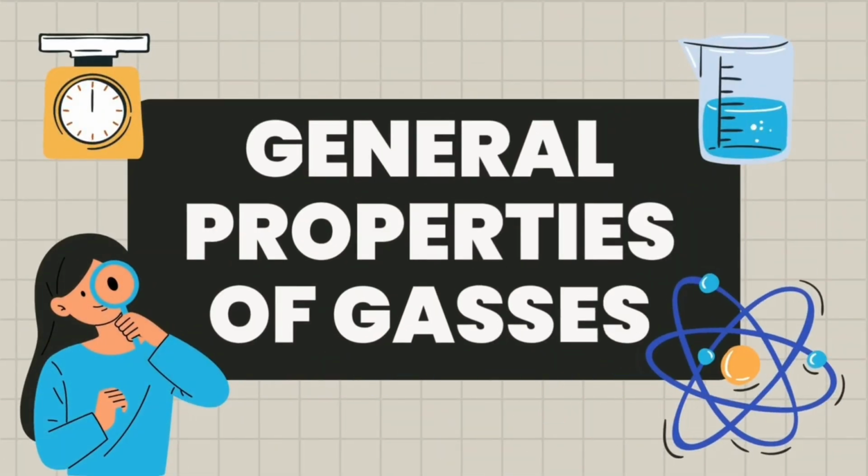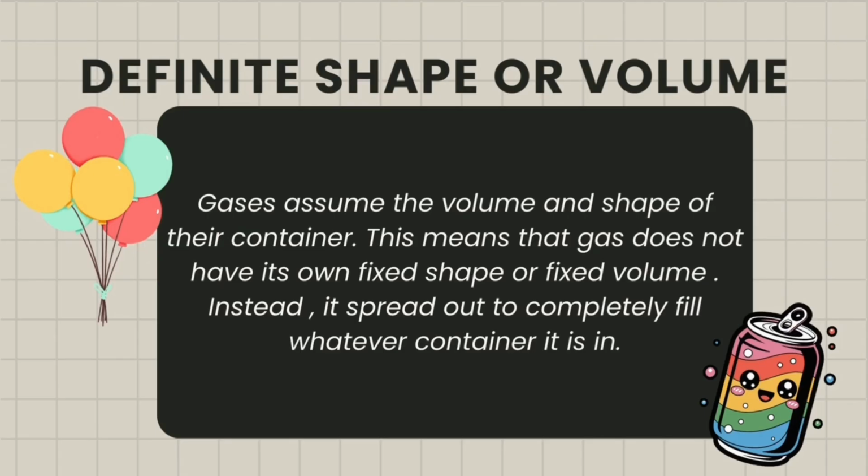Now I will explain the general properties of gases. First, no definite shape or volume. Gases assume the volume and shape of their container. This means that gas does not have its own fixed shape or fixed volume. Instead, it spreads out to completely fill whatever container it is in.